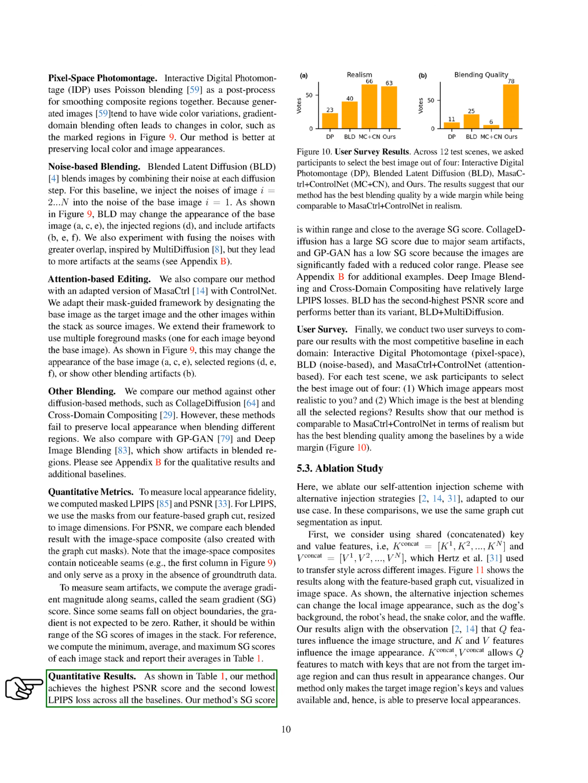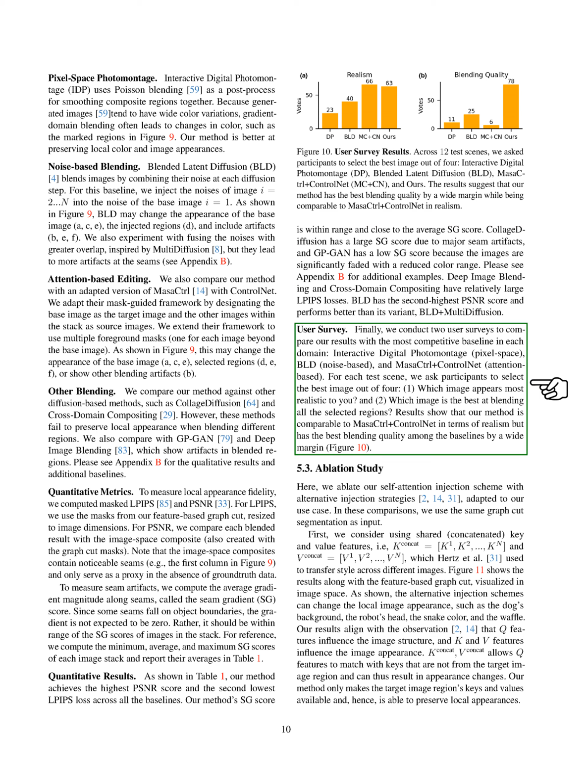Our quantitative results indicate that our method achieves the highest PSNR score and the second lowest LPIPS loss among all baselines. Our seam gradient score is within the expected range and close to the average score. Collage diffusion shows a high seam gradient score due to significant seam artifacts, while GP-GAN has a low score because of faded images with reduced color range. Deep image blending and cross-domain compositing exhibit relatively high LPIPS losses, and blended latent diffusion ranks second in PSNR, outperforming its variant.